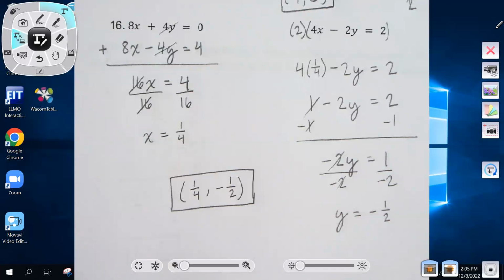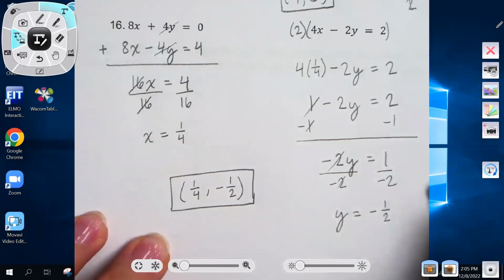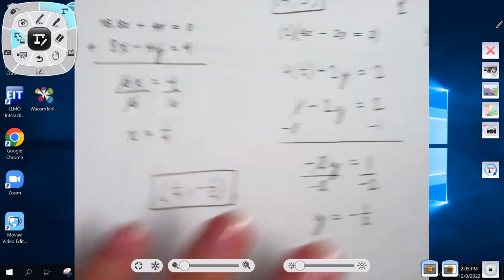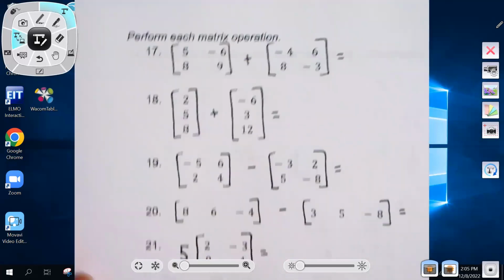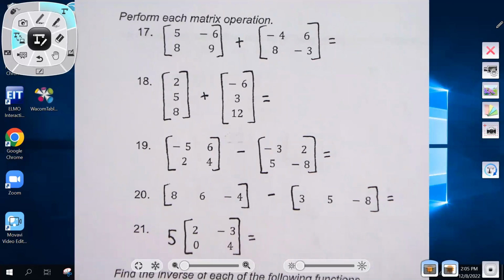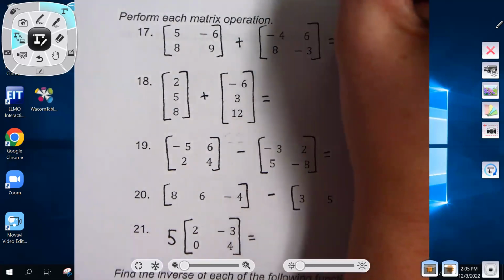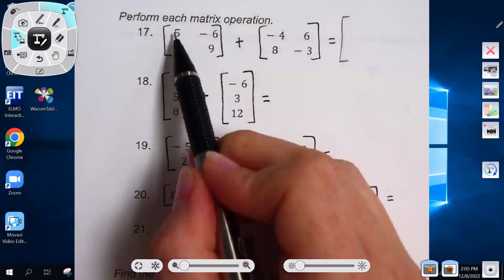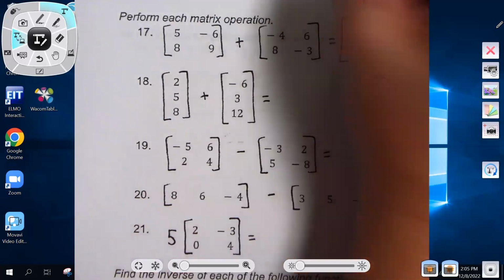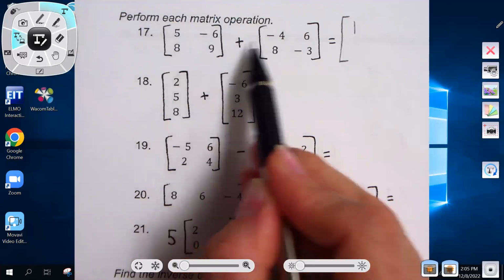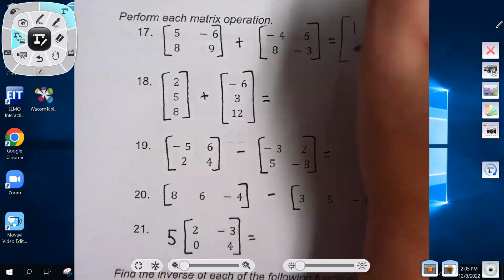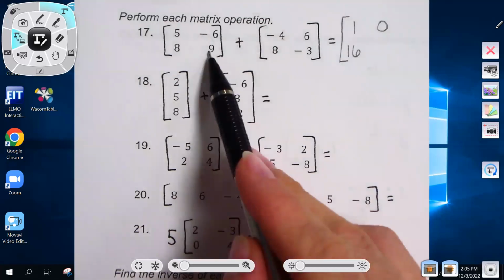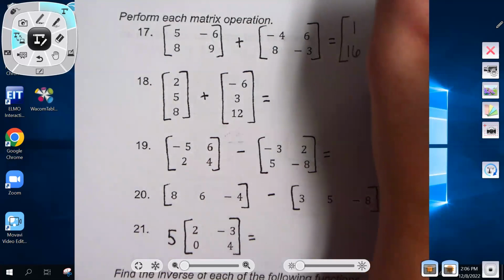Questions on this page? Solving systems. All right. Do some matrix operations. Number 17, we're just adding two matrices. So we just need to add corresponding elements. 5 plus -4 is 1. -6 plus 6 is 0. 8 plus 8 is 16. And 9 plus -3 is 6.